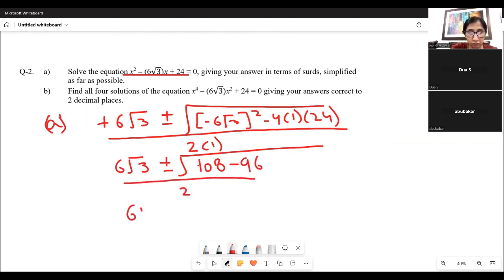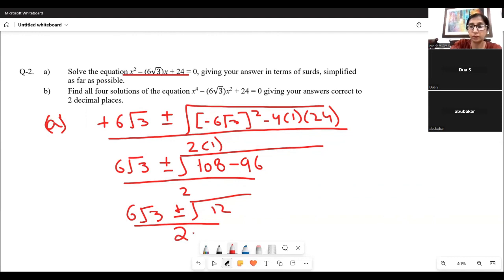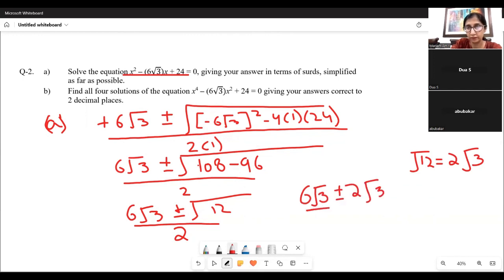We have 6 square root of 3 plus minus square root of 108 minus 96, which is 12, upon 2. Square root of 12 can further be simplified. Enter square root of 12 in the calculator. It gives you 2 under root 3. Square root of 12 is 2 square root of 3. So we have 6 square root of 3 plus minus 2 square root of 3 divided by 2.